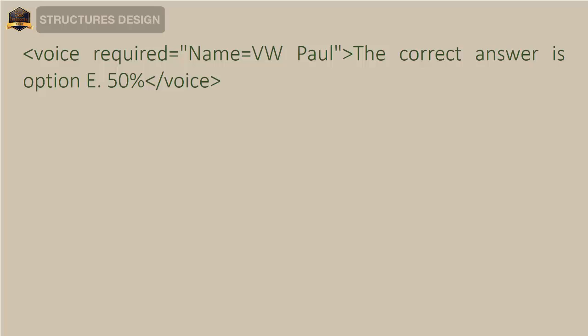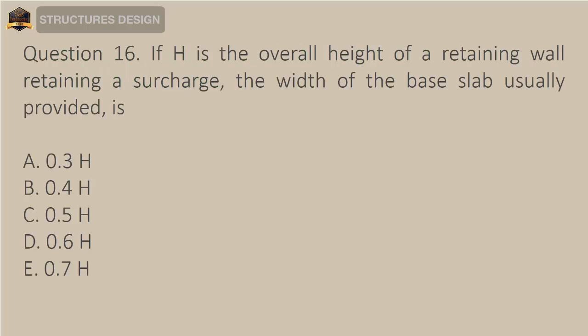Question 16. If h is the overall height of a retaining wall retaining a surcharge, the width of the base slab usually provided is: A, 0.3 h; B, 0.4 h; C, 0.5 h; D, 0.6 h; E, 0.7 h.